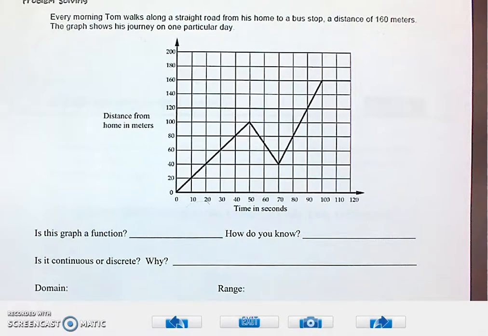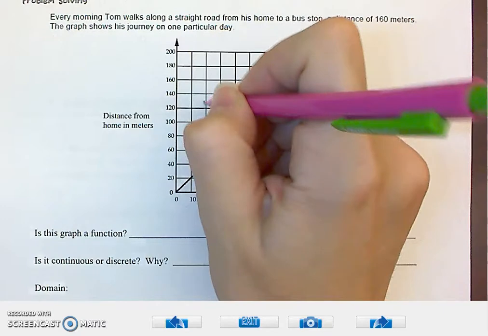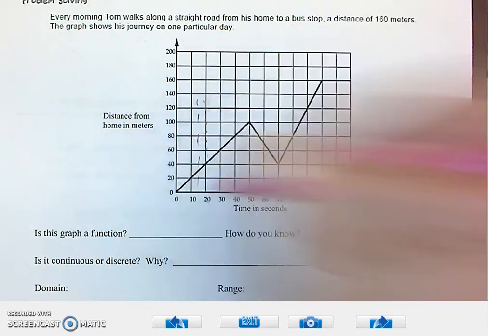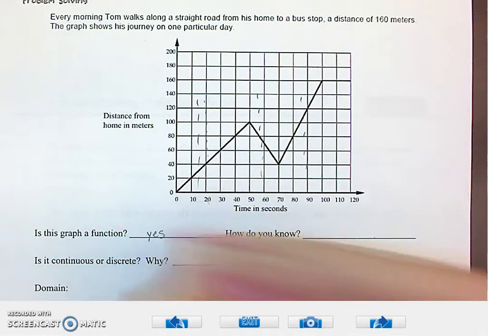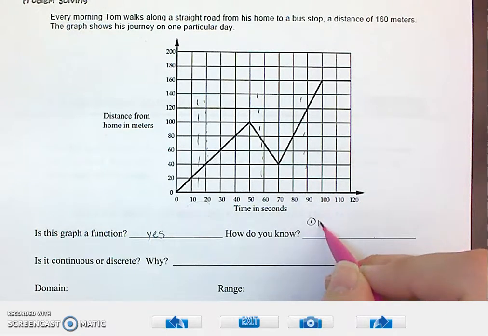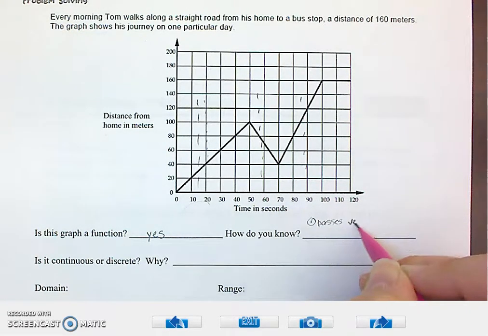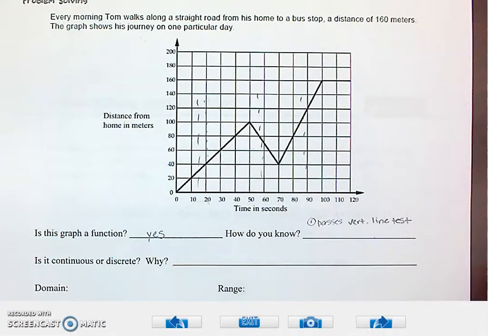Okay, so first of all, is this graph a function, and how do you know? There are 2 things to think about: the vertical line test, and also thinking about every input having one output. If I draw a single line through any point on this graph, I am definitely only going to hit one point. So no matter where I draw my line, I only hit one point. That tells me that it is a function, and one reason is that it passes the vertical line test.